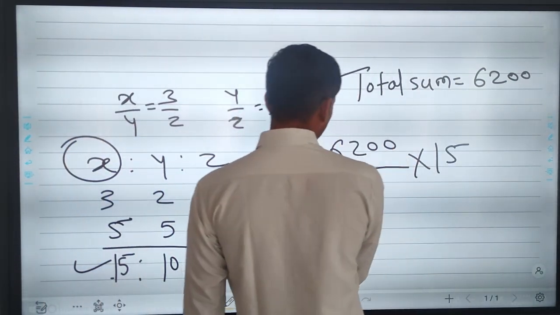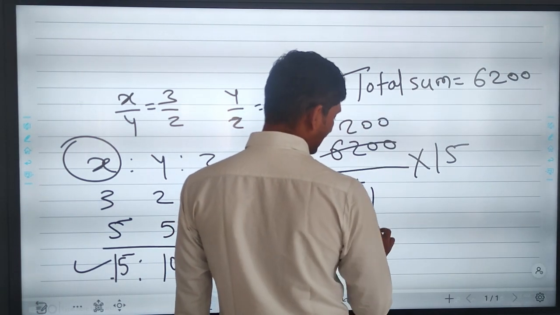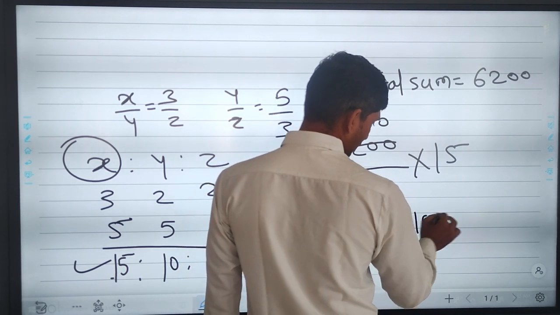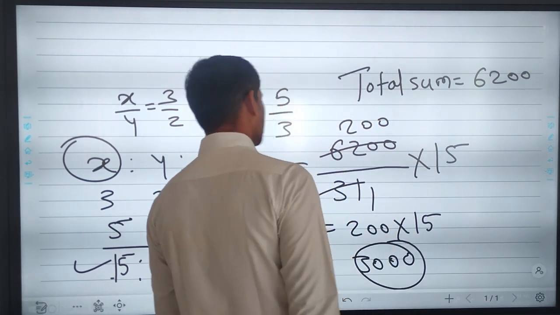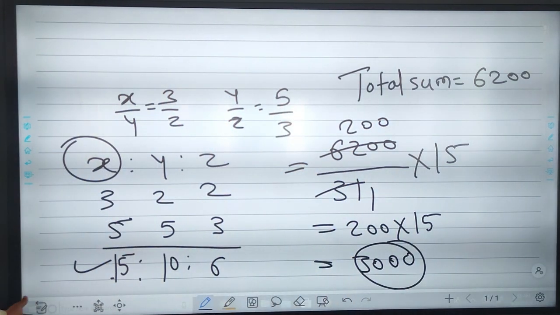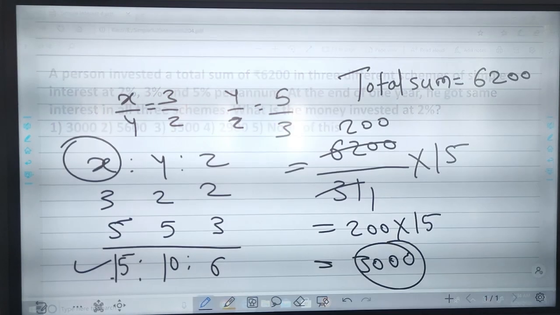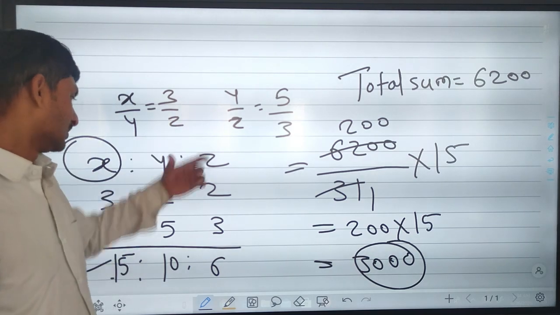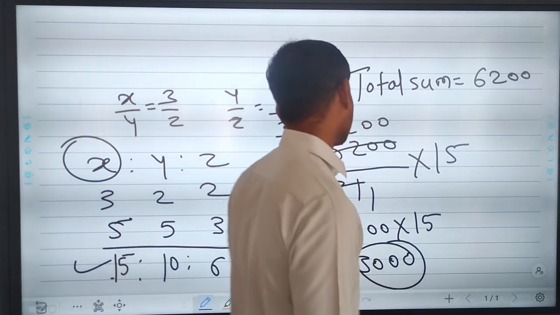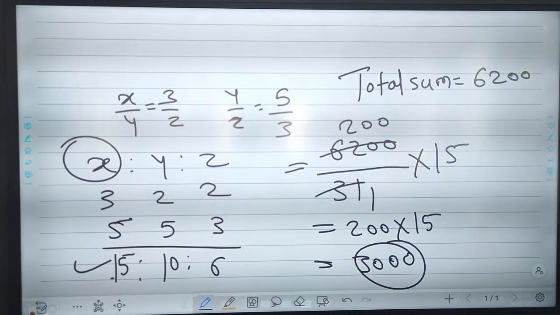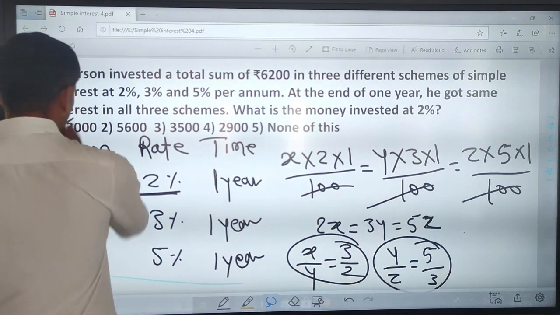Now here 200 into 15, that is 3000. Then the sum invested at 2% is 3000. Then we find the ratio of sums, then we get this calculation, and your answer is 3000. So the sum invested at 2% is 3000.